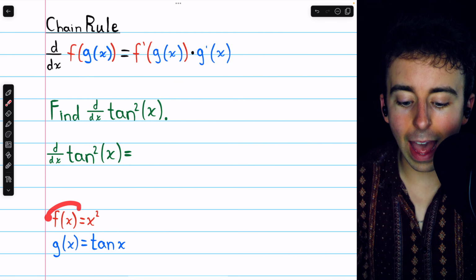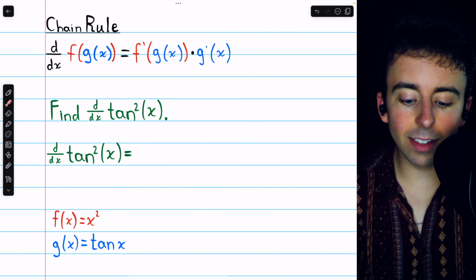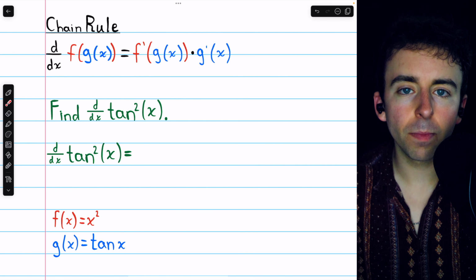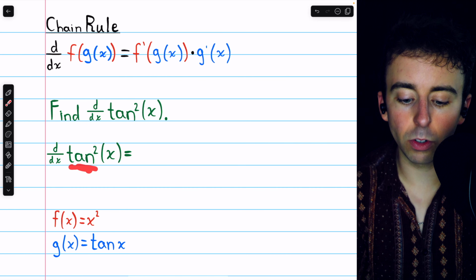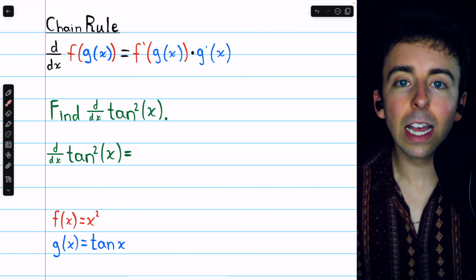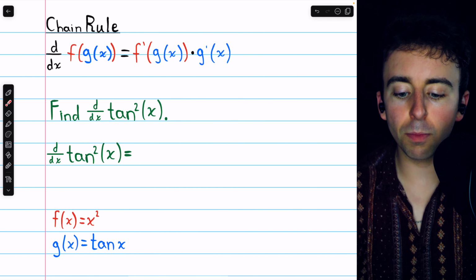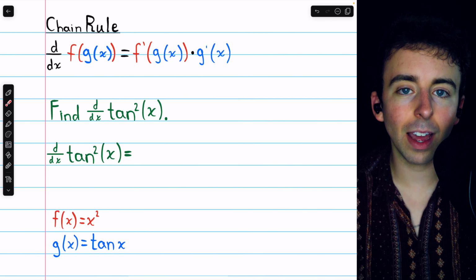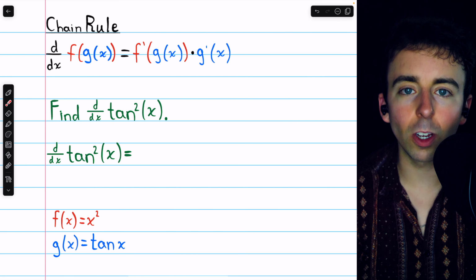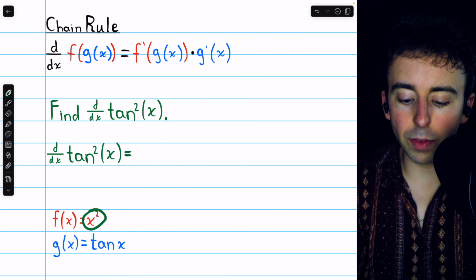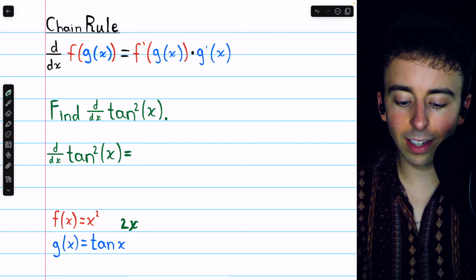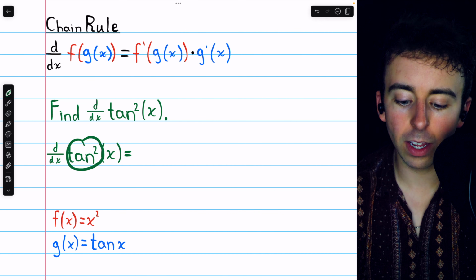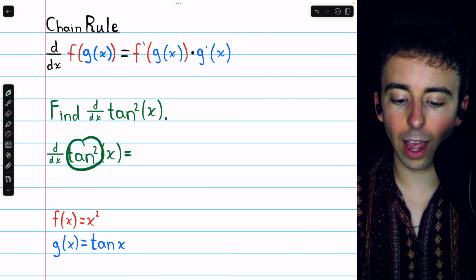In this case, our f, the outside function, is the squaring function, and our g, the inside function, is the thing being squared, which of course is tangent. So then, applying the chain rule, we must begin with f prime of g. So take the derivative of the outside function and leave the inside function unchanged. Remember, the derivative of x squared is just 2x. So when we take the derivative of this outside layer, tangent squared, we're just going to have 2 times tangent.